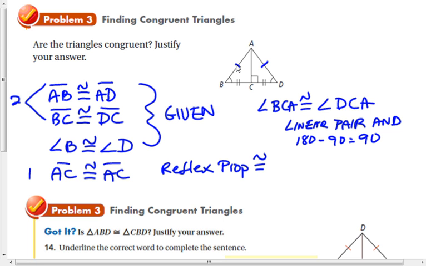Okay, and then so we need one more angle. We need to show that angle BCA is congruent to angle DAC.